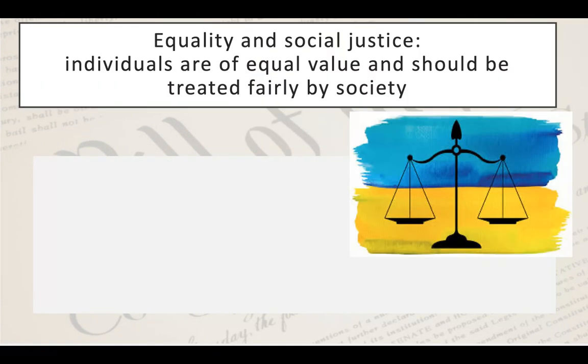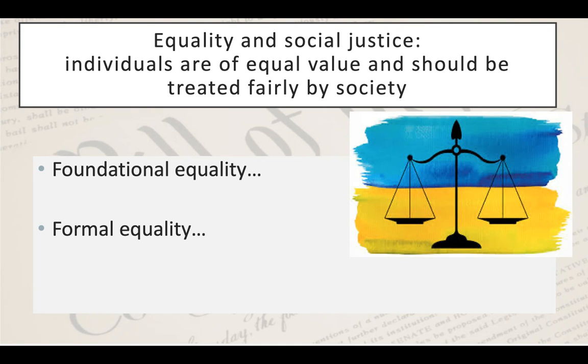Another key value: equality and social justice. So again, back to the idea that we are born equal, which is what we call foundational equality, that we should be bound by the rule of law, and the equality under the law, so that treatment as we go through society of equality, is known as formal equality. So foundational equality is basically that we're born equal and have equal rights. Formal equality is that equality in society, that we should all have the same legal and political rights, the same voting rights, and so on.